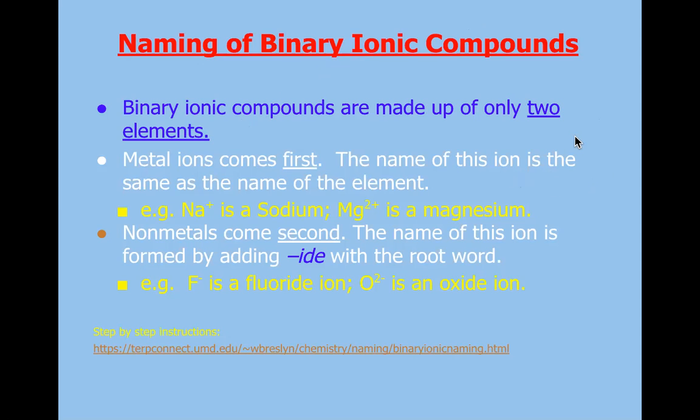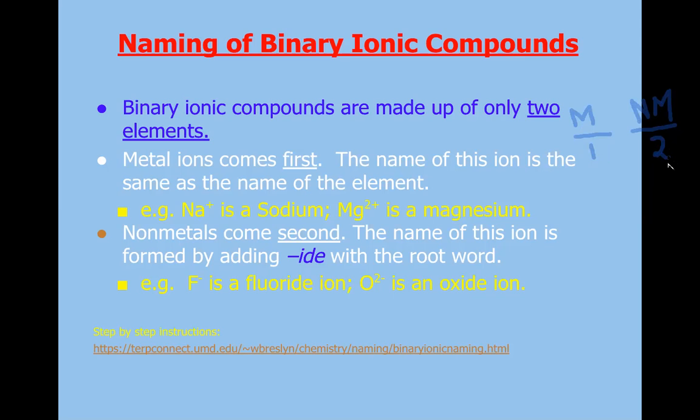So metal ions come first. We all know that ionic compounds are made up of two elements. One is metal, the other one is non-metal. So which one comes first? Metal ions come first, then the non-metal ion comes second. So that is the rule.